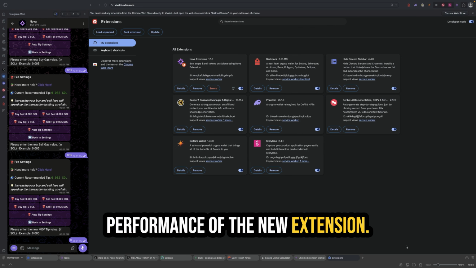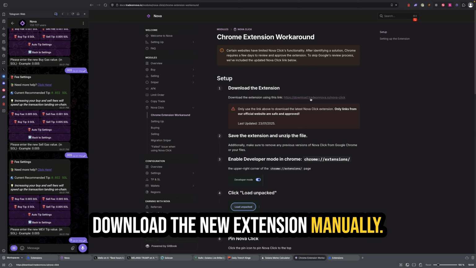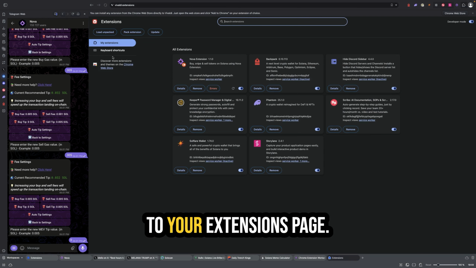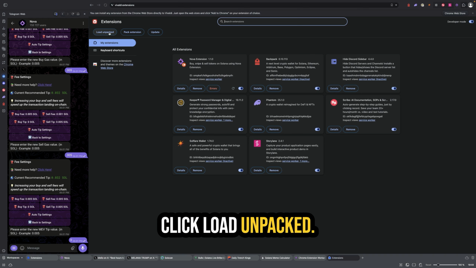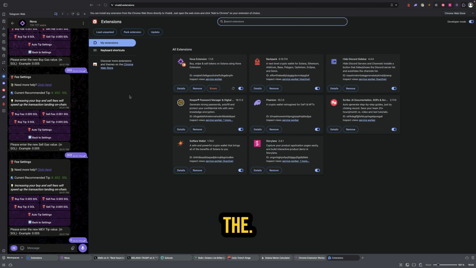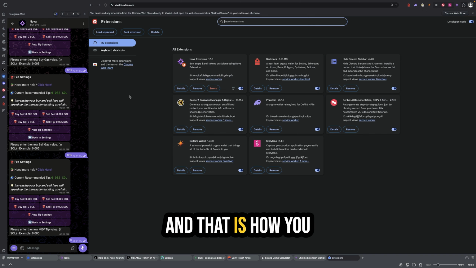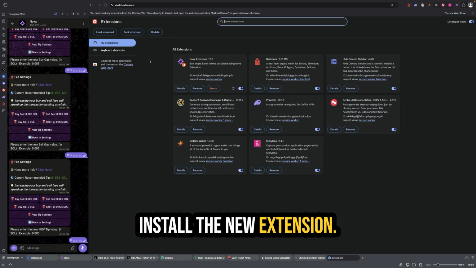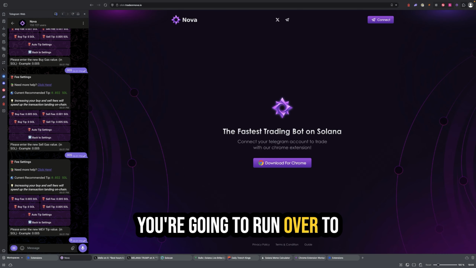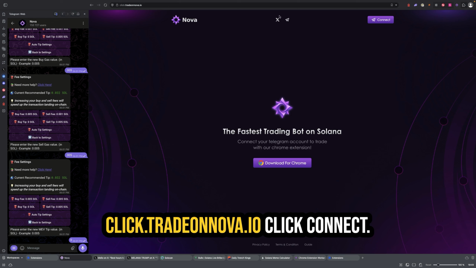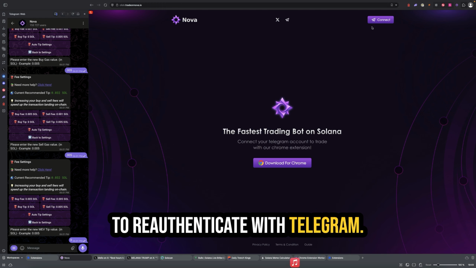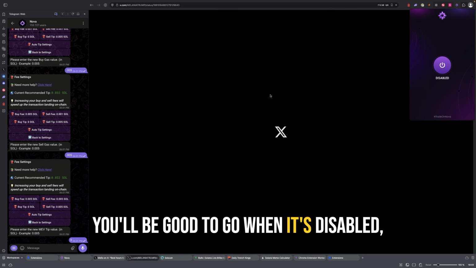Go to docs.tradeonnova.io to download the new extension manually. Hit download and go back to your extensions page, click load unpacked, and you'll load the NovaClick file folder that you downloaded. And that is how you install the new extension. Once you have it installed, you're going to run over to click.tradeonnova.io and click connect to re-authenticate with Telegram. You'll be good to go when it's disabled.